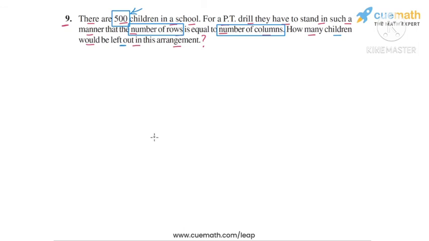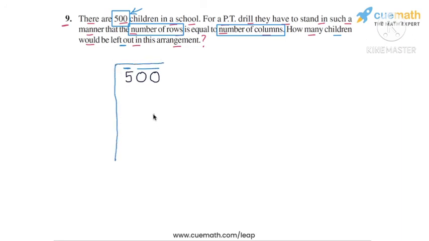So basically what we have to do is find the largest possible square formation that we can make out of 500 children, and the gap between that number and 500 will be the number of children that will be left out. So for this purpose, let's apply the division method of finding square roots to the number 500. So we put bars over pairs of digits, over 0, 0 and then over 5, and now we can apply the division method.